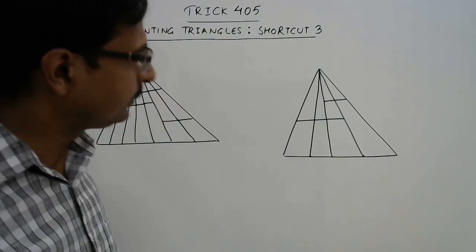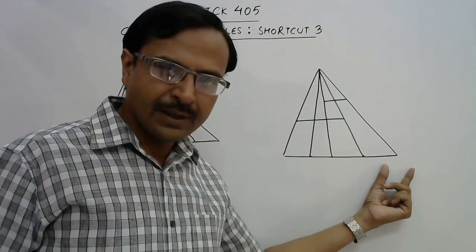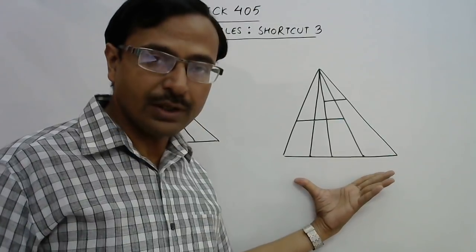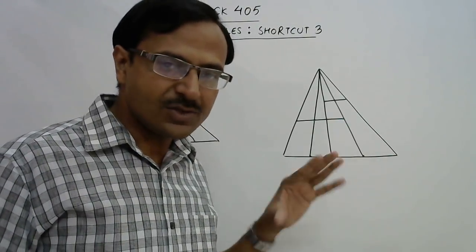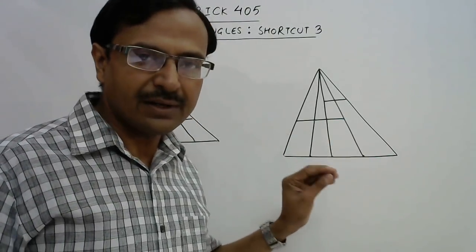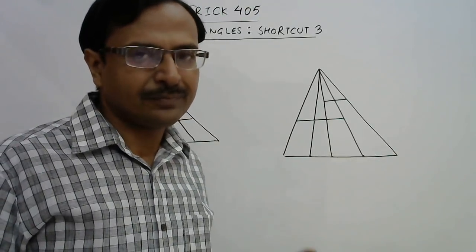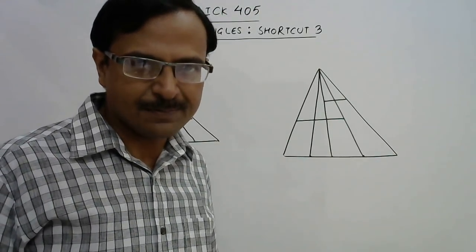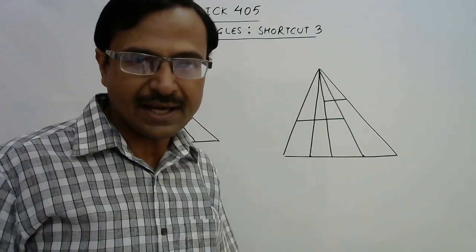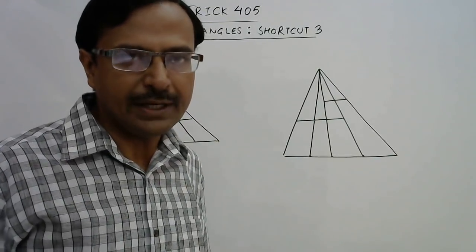In this figure, you can see that the base is divided into a number of parts along with some more parallel lines to the base. Now this complicates the matter. If you start counting triangles, then you are bound to overlap or you are bound to leave some triangles. But having this shortcut up your sleeves will give you the exact answer within 4 to 5 seconds only.